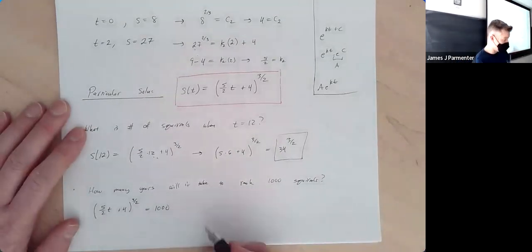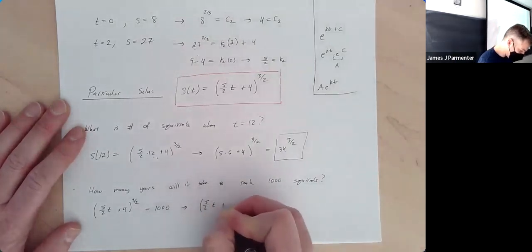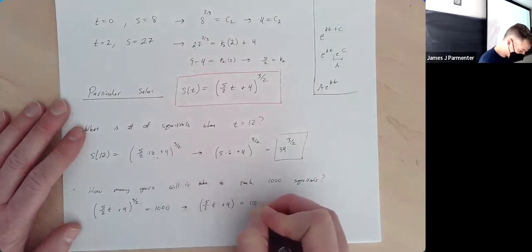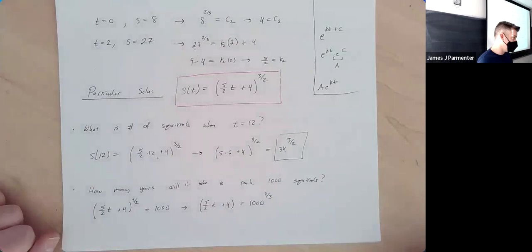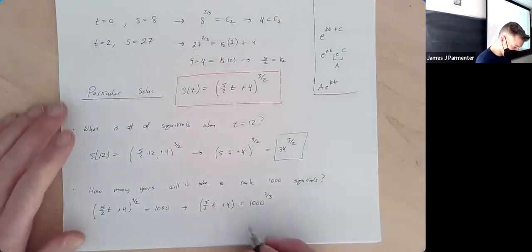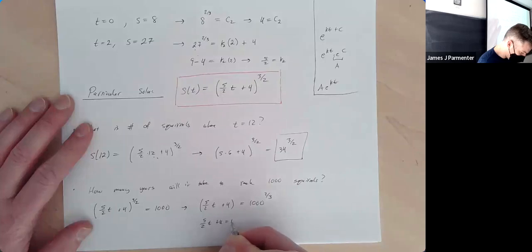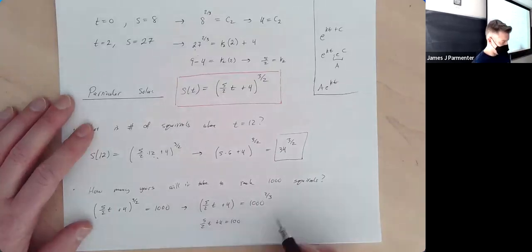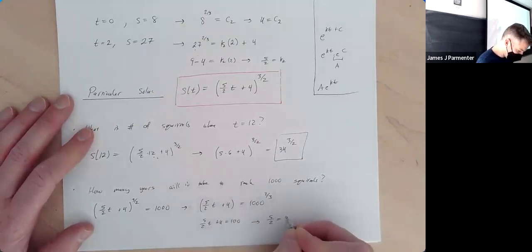Because if we raise both sides to the 2/3 power, we have 5 halves times t plus 4 equal to 1,000 to the 2/3. And what's the cube root of 1,000? Right. And 10 squared is 100. So this is really 5 halves t plus 4 equal to 100. Which I think, it's not terrible, but fine. So then we subtract 4 from both sides. You'd have 5 halves t equal to 96.